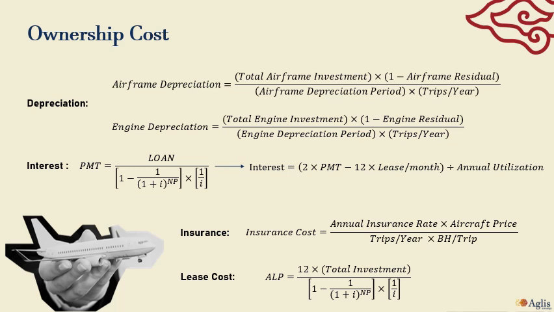Insurance is also mandatory to be paid in case of any unwanted issues occur. Following the insurance cost equation, it is said that the annual insurance rate is 0.35% of the aircraft price. Here, insurance cost is the cost per block hour. Lease cost is based on Aglis' dry lease, where ALP means annual leasing payment and NP is the leasing period, and the values follow this equation.